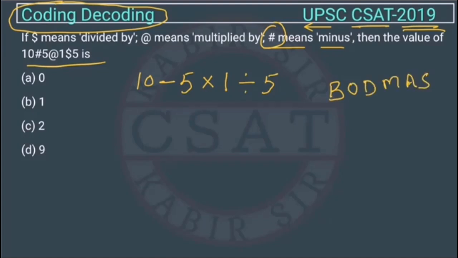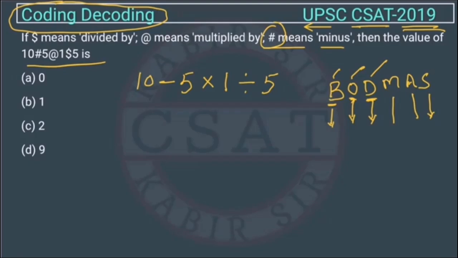So BODMAS means Bracket, Of, Division. So first we will solve the bracket, then we will solve the of, then we will solve the division, then multiplication, then addition, and in last subtraction, right? So here what we will solve first, we will solve division, right? Because bracket is not here, of is not here, so division. So first we will solve this, right?